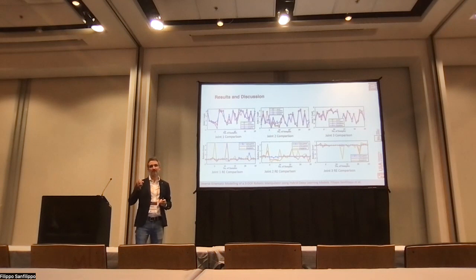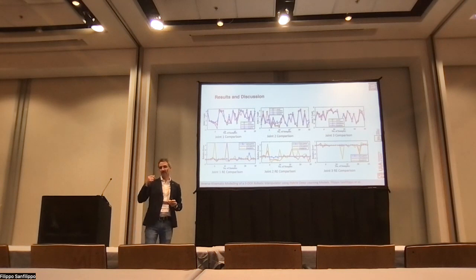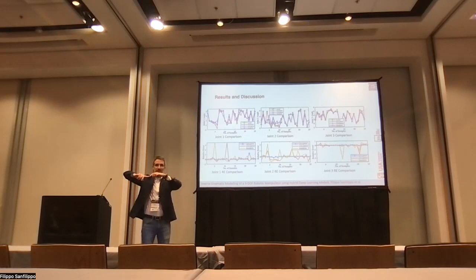Singularities are situations where you have multiple solutions. So for example, if this is my robotic arm and I want to reach this point, I can reach it in this way, but I can also reach it this way or in other ways. So there are multiple solutions, and that's where we normally record bigger errors.